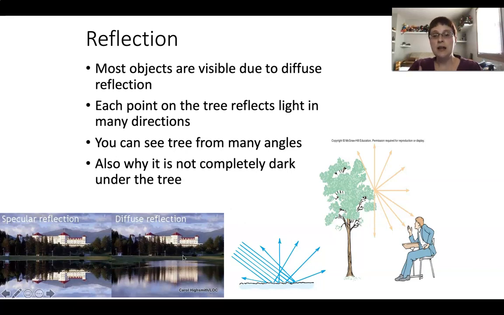Diffuse reflection can happen in the same places that we can get what they call specular reflection, or that mirror reflection. So you can see this is the same building. Here is when the water surface was incredibly smooth, so we got the mirror-like reflection. On a different day, though, you get diffuse reflection because the water surface isn't smooth, it's bumpy. And that makes the image blurred.